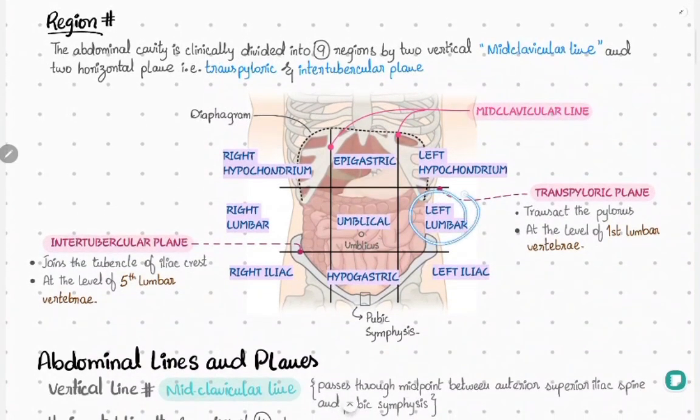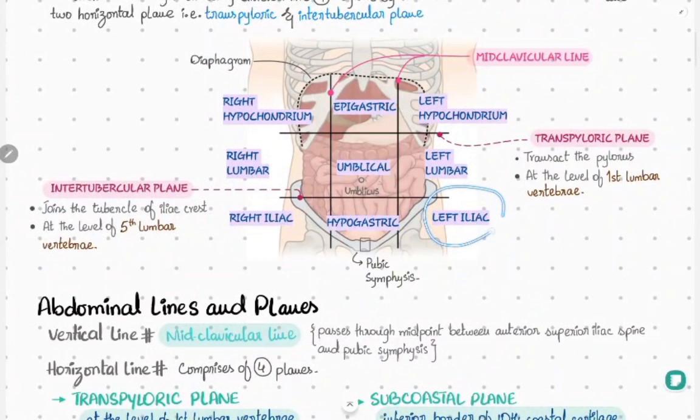Moving on to the left lumbar region, comprising the splenic flexure, the descending colon, the lower half of left kidney, and the abdominal part of left ureter. Talking about the right lumbar region, comprising the hepatic flexure, ascending colon, lower half of the right kidney, and the abdominal part of right ureter. The umbilical region comprises the transverse colon, small intestine, IVC, and the abdominal aorta.